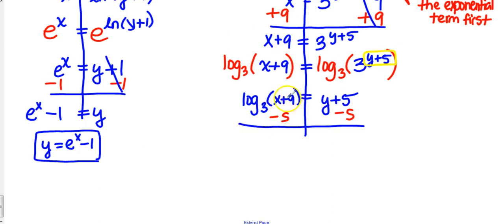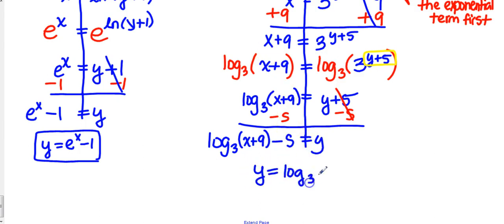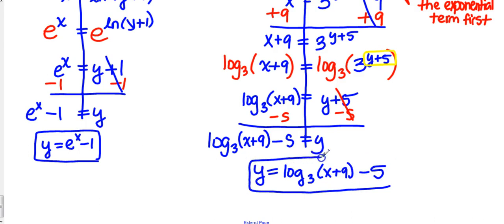Once again, you cannot do 9 minus 5. I can't stress that enough. Don't do it, don't do it. X plus 9 is the argument of this log term, log base 3 of x plus 9. So that minus 5 is simply along for the ride, and we will put it at the end. So we get y equals log base 3 of x plus 9 minus 5 as our inverse function.